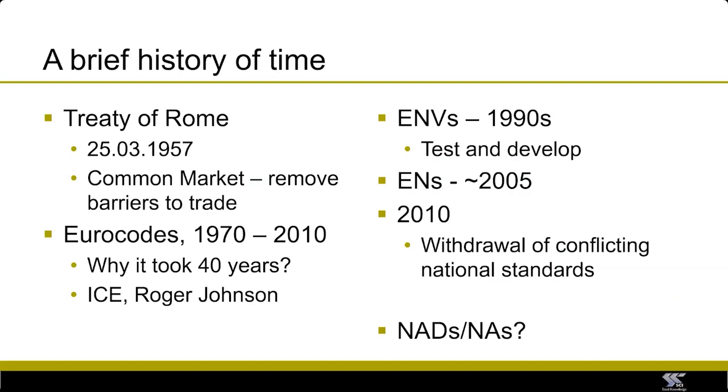But that first generation, we produced things called ENV. So EN is a Euro norm. V is German for a pre-norm. They started to appear in the 1990s. I did my PhD looking at composite beams between 1990 and 1995, and I remember having an early draft of Eurocode 4, which came out in 1991.